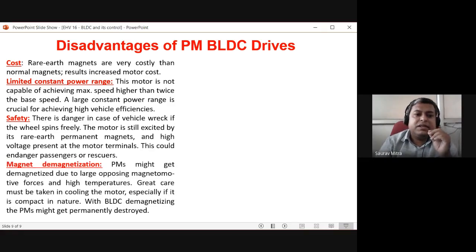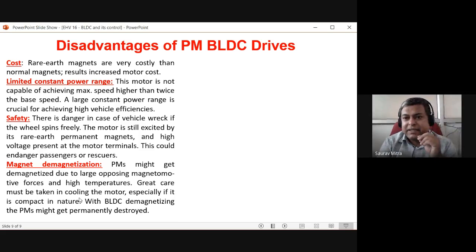Safety is a concern. So there is danger in case of vehicle wreck. The PM is energized, it keeps on rotating, so that might create some damage to the driver during accident. So there's a safety concern, please go through it.